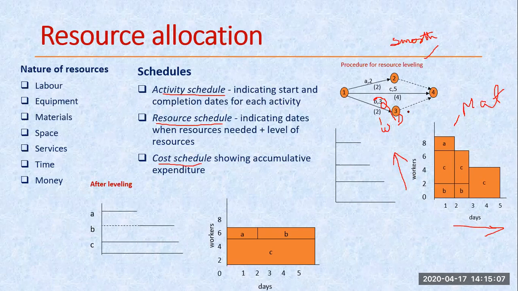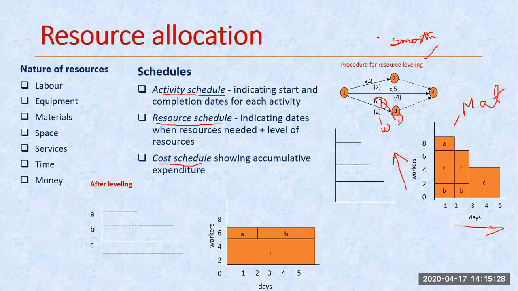For my C, how many workers? Oh sorry, 4 workers. So 2 plus 4, that becomes 6. And the total number of days is 5. So here you can say the span of this C is up till 5 days. So now this is the actual original matrix that we had developed.